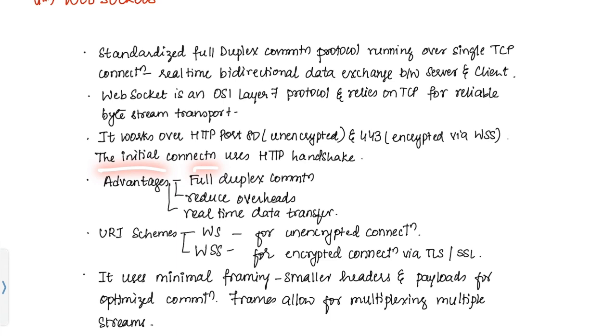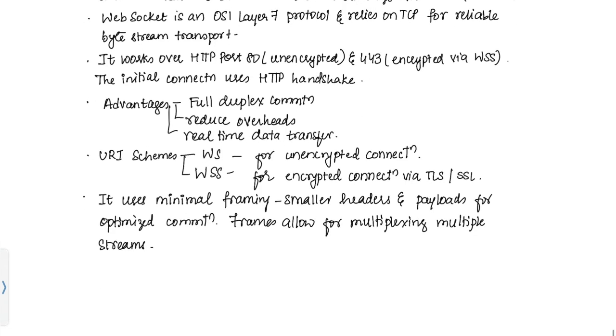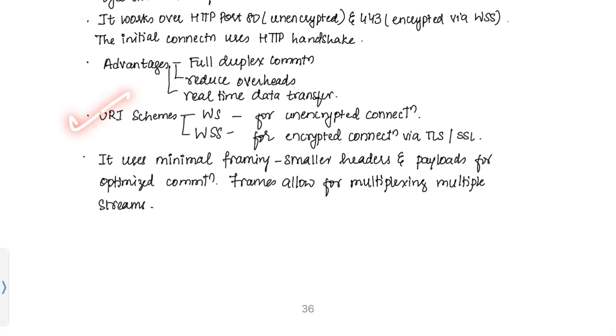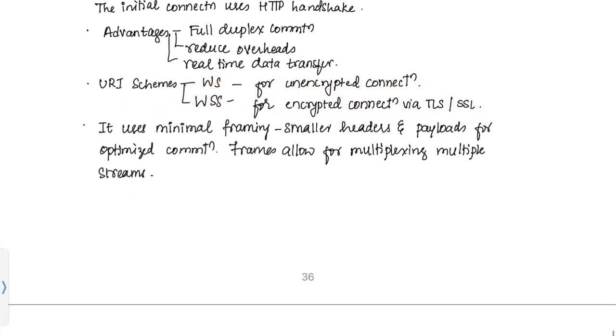So the initial connection uses the HTTP handshake, which will ensure that there is compatibility with the HTTP based network. It will also comprise the proxies, firewalls, and all of that. Looking at the advantages, full duplex communication, which is quite unlike the HTTP one. Then it has reduced overheads compared to the older methods. Then it supports real-time data transfer between the clients and servers. Speaking about the URI schemes, we have WS for unencrypted connection and WSS for encrypted connection via TLS or SSL.